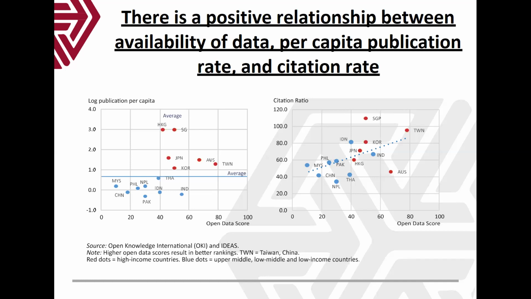Okay. Why do we need micro level data? Because when we have the data, we can do evidence-based research based on these data. And if we have quality data, the research is going to be more reliable. And generally, there is a positive relationship between availability of the data and the publication.